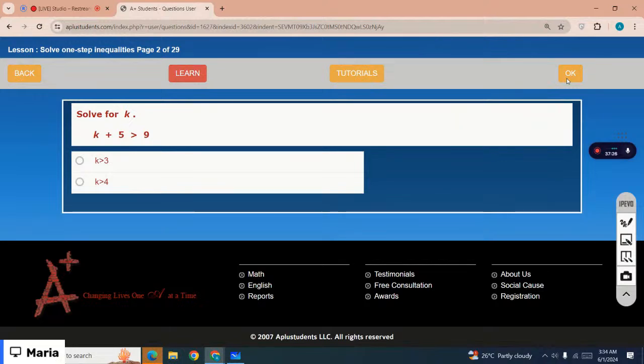The next one is solve for k. k plus 5 is greater than 9. So which is the correct option? Yes, the correct option is k is greater than 4. Option number 2 is the correct option. That is k is greater than 4.